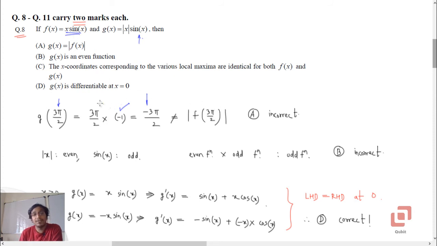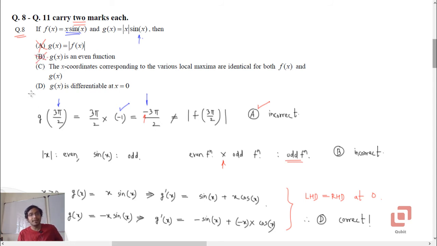Now actually option A is telling us g of x is equal to mod of f of x, but this can never be true because for real numbers mod is always non-negative. So A is going to be incorrect. The moment you see the negative sign here, immediately you should discard option A. Go to B. Mod x is even, sin x is odd, and the product of an even function and an odd function is always an odd function, unlike numbers. If you take an even number and multiply it by an odd number, you'll get an even number, but not with functions. So g of x is odd, it is not even, so B is also not right.